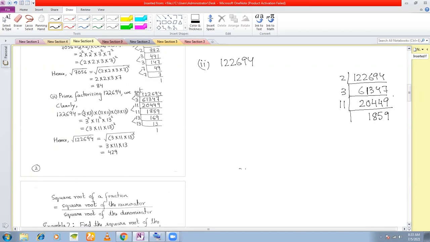Again, I think it will be divisible by 11. So this will be 169, divisible by 13. 13. See here, 122694. See what pairs are available to you. This pair, this pair. 2 and 3 are left unpaired, right? Now see here, I might have made a small mistake while prime factorizing.